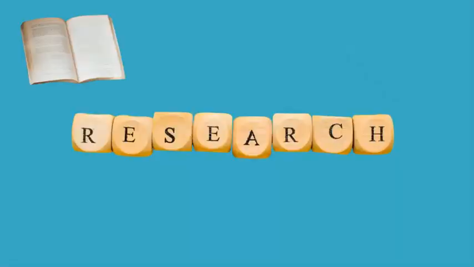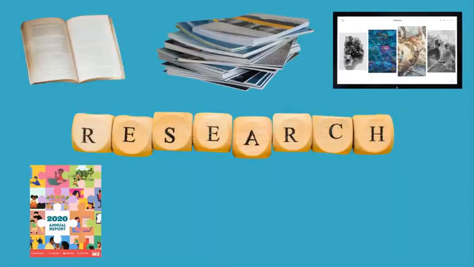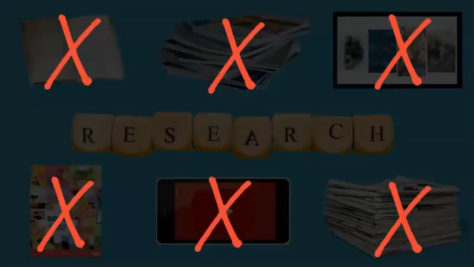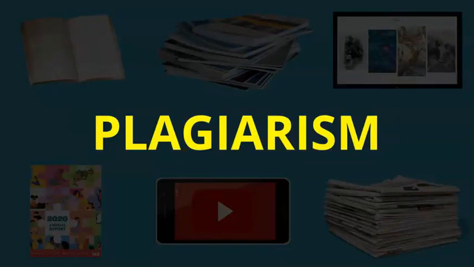Keep track of all the books, journal articles, websites, reports, all of the sources you draw on when you're researching your assignments so that you can cite and reference them. Failure to cite and reference your sources is plagiarism, so it's important to get this right.